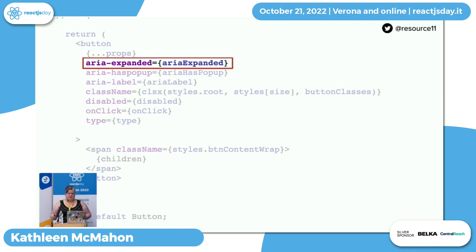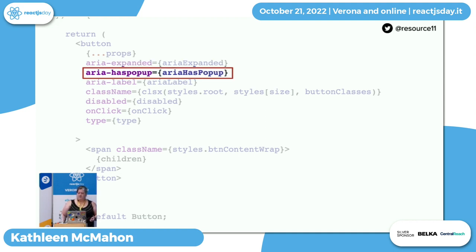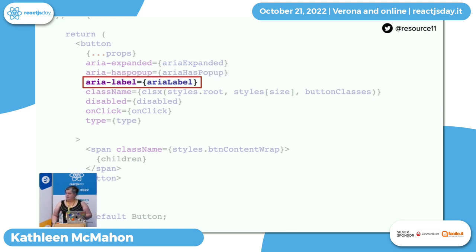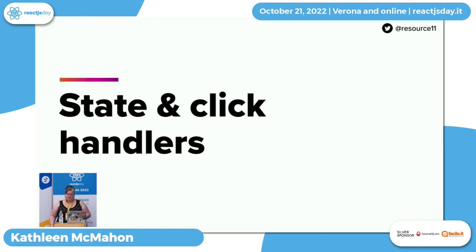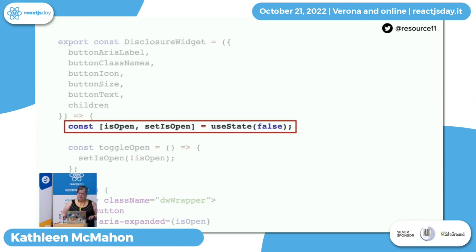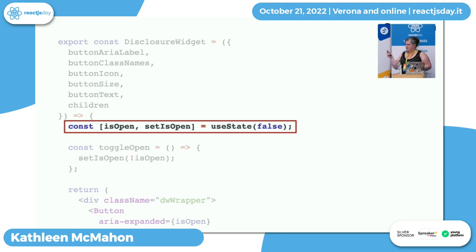And the three ARIA attributes we're going to add to this component are ARIA expanded, which lets screen readers know whether the widget is expanded or not; ARIA has popup, to tell assistive technology if there is an associated pop-up with the button; and ARIA label for in the cases where we need a more accurate button label. We also need to add state and click handlers to toggle the container open and closed. And to do that, we'll use the React useState hook to define the isOpen state variable and the setIsOpen state function, initializing isOpen to false.